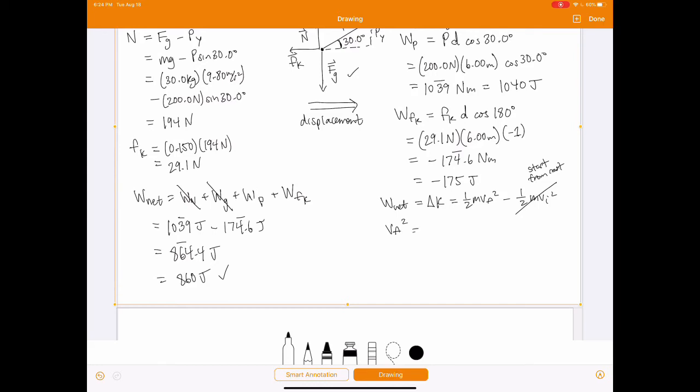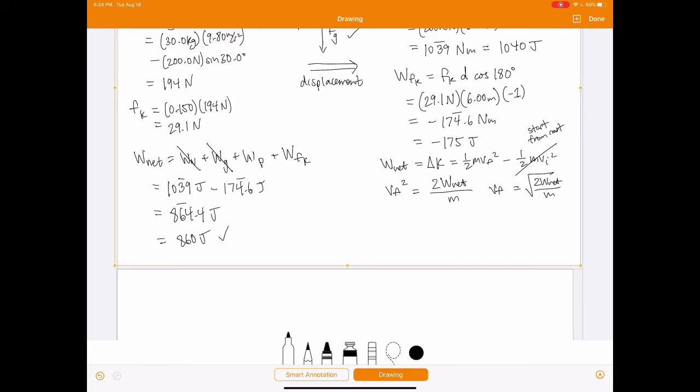V final squared is equal to 2 W net divided by M. So, of course, if I want V final, I'll have to square root both sides. So I'll have the square root of 2 W net divided by M. And here's what we get. The final speed is the square root of 2 times W net was 864.4 joules, and the mass of the box, M, was 30 kilograms. This works out to about 7.59 meters per second, but we'll round that to 2 sig figs to 7.6 meters per second. That's the final speed.